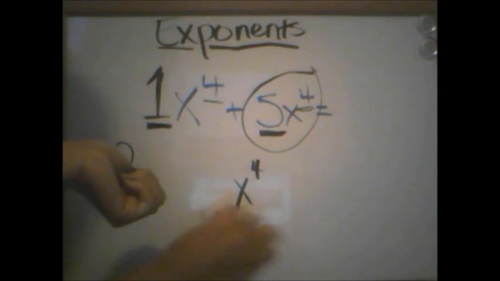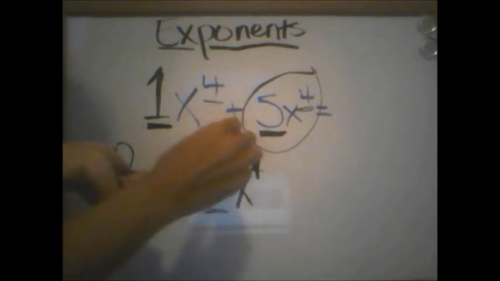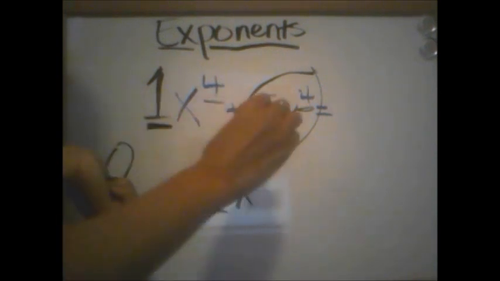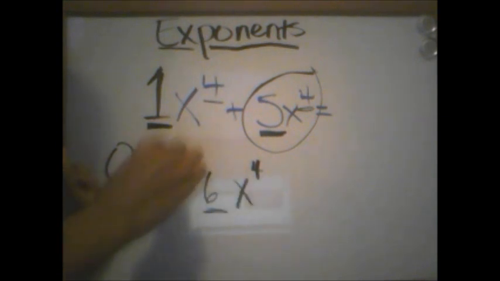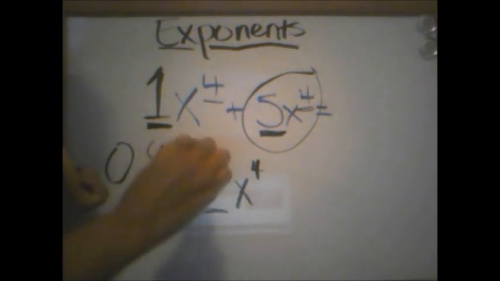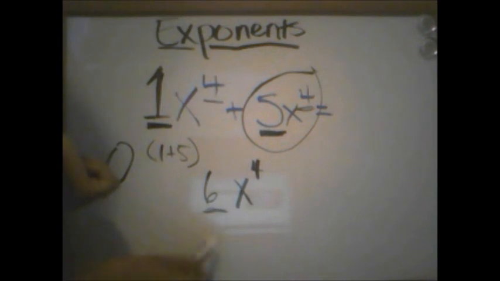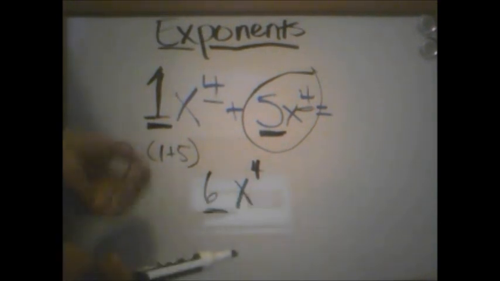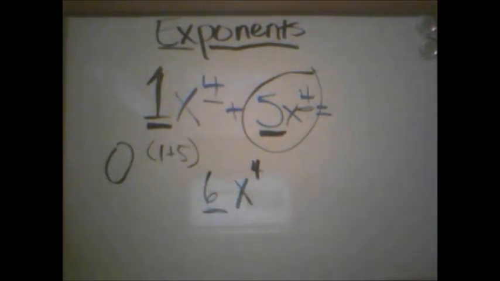What number would be in front? Well, we're using addition, right? So it'd be 1 plus 5, which is 6. So the answer is 6x to the 4. Let's take another example.